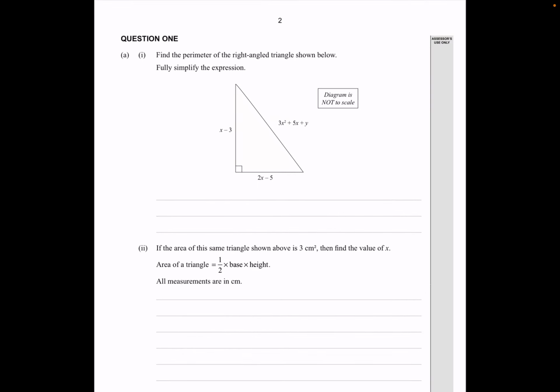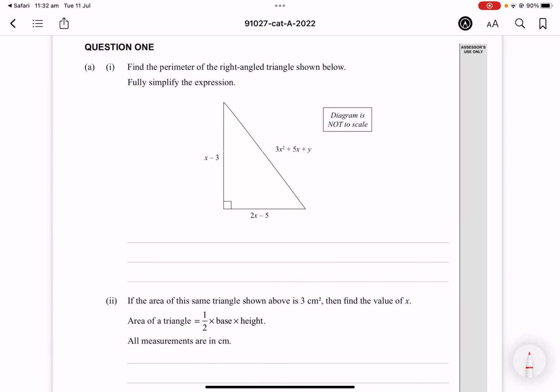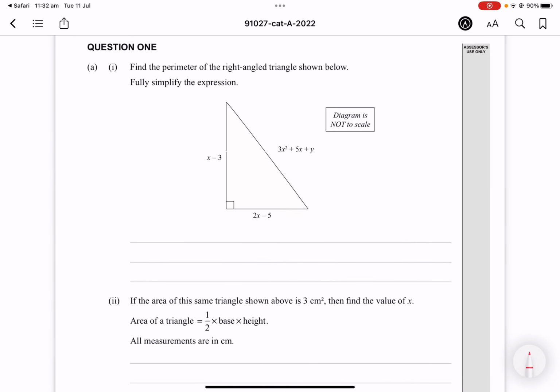So question number 1, we'll look at question I. Find the perimeter of the right angled triangle shown below. We want to fully simplify the expression. So the perimeter of the triangle will just be the sum of all three of its edges. So it will just be the sum of all the edges we see here.